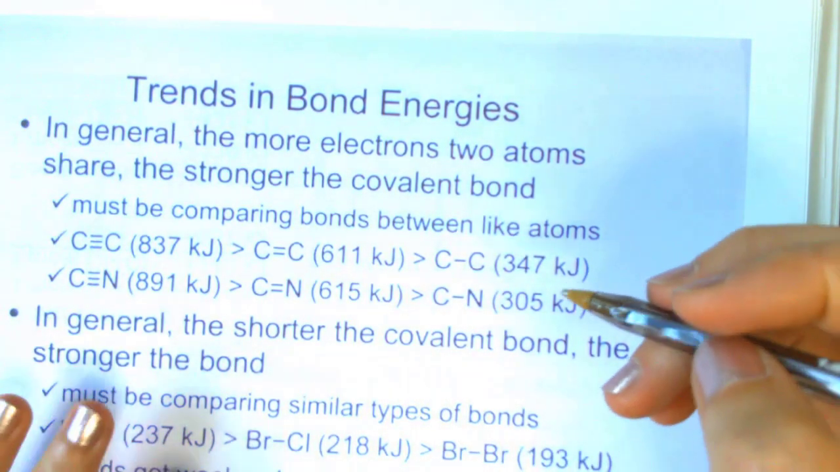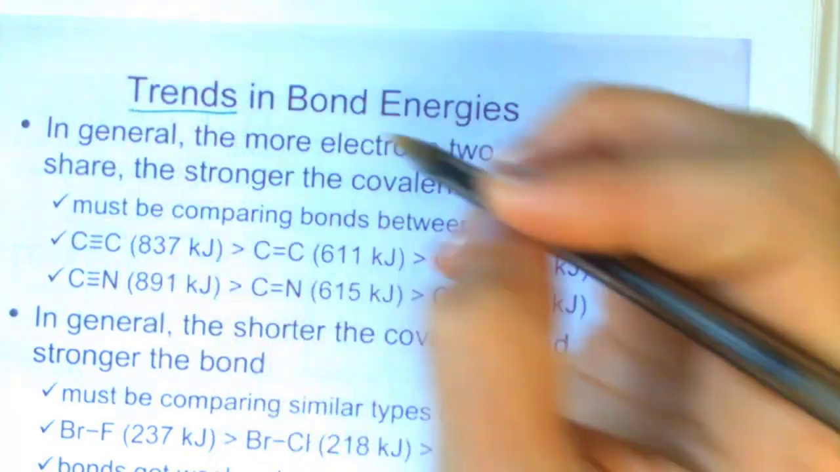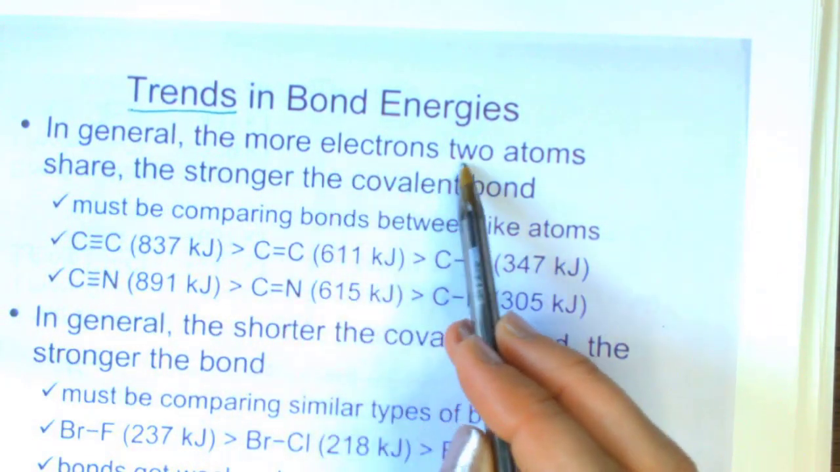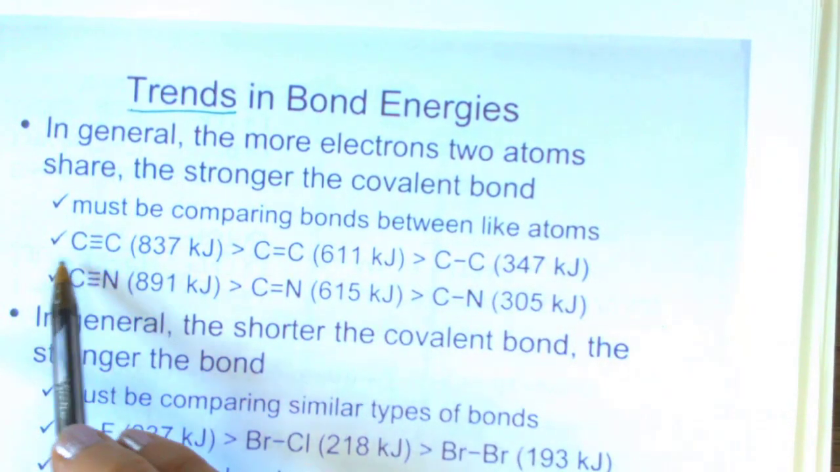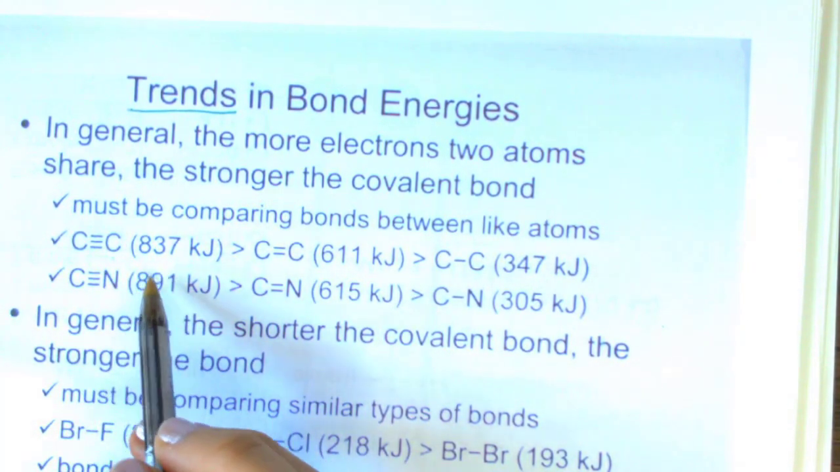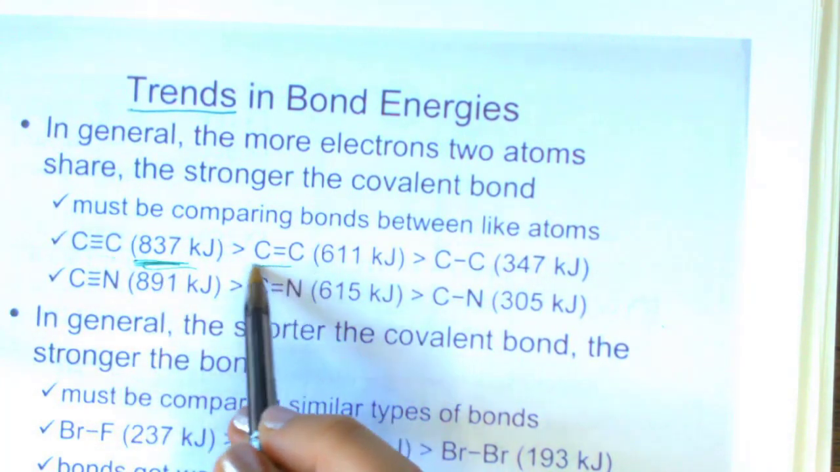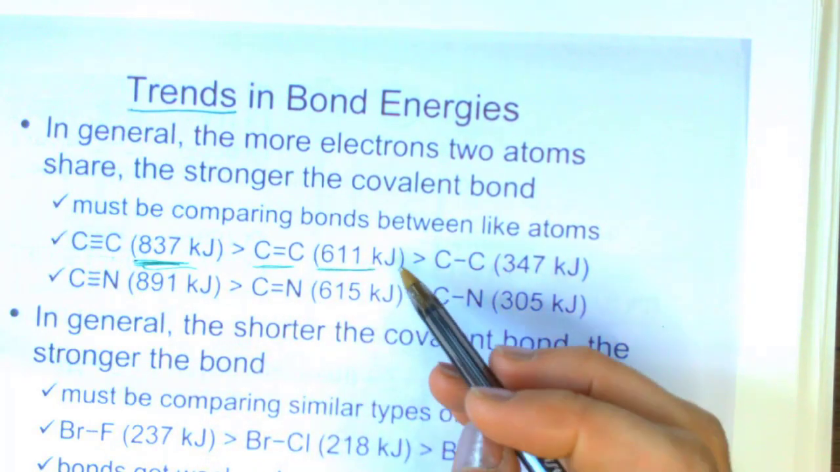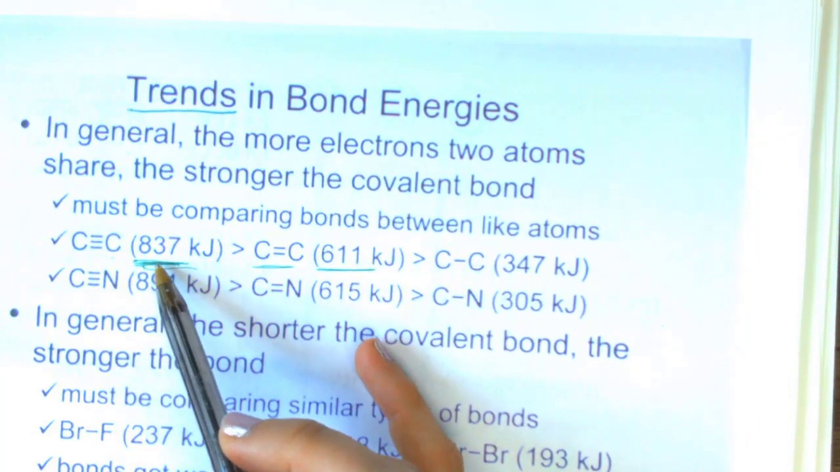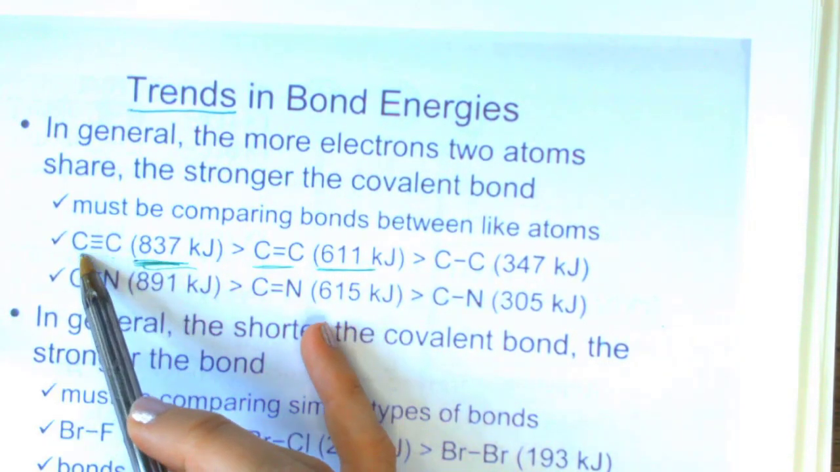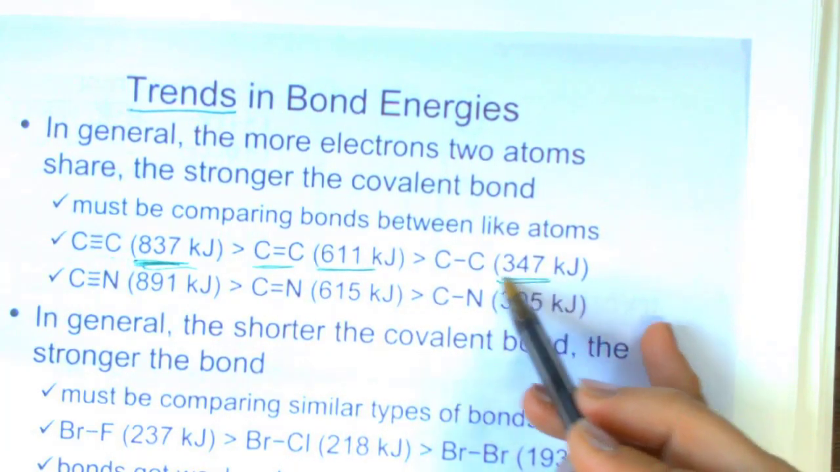I guess we have one more thing before we do our example problem. Looking at trends. In general, the more electrons two atoms share, the stronger that covalent bond. So if I had a triple bonded carbon, notice the amount of energy needed to break that is 837 versus a double bonded is only 600. So the more bonds there are, the harder to break apart. A triple bond is harder to break than a double bond, and a double bond is harder to break than a single bond at 347.